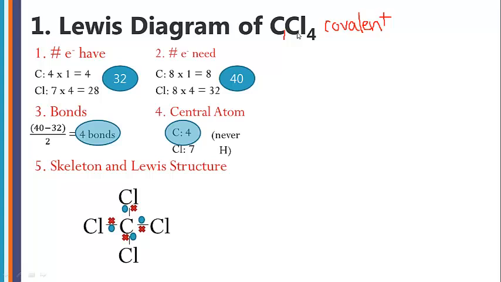Now I got to go and double check. Carbon by itself should have 4, and we drew 4 blue dots for carbon. Chlorine by itself should have 7, and for each chlorine I've only drawn 1 X, which means that each chlorine is short 6 electrons. So I'm going to add these 6 electrons around the chlorine.